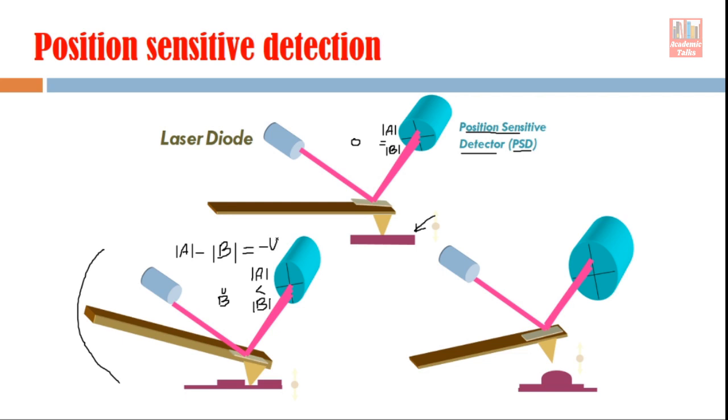And how much is the strength of this signal, that depends on how much lower side movement there is in this light. If it is moving more and more to the lower side, more and more light is falling on the lower half, and the strength of B is increasing as compared to A, right? So the magnitude of this negative signal will be big, but how big it is depends on the amount of downward deflection.